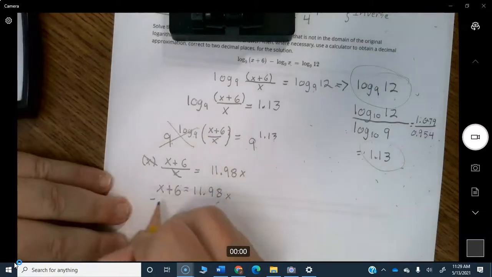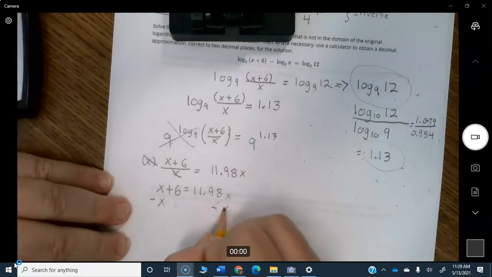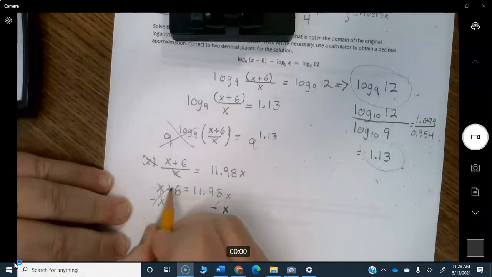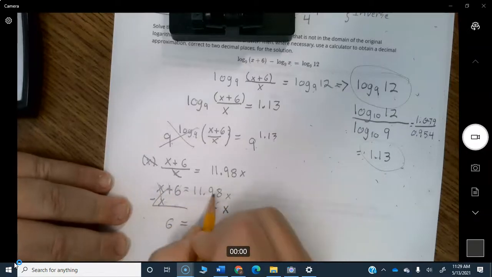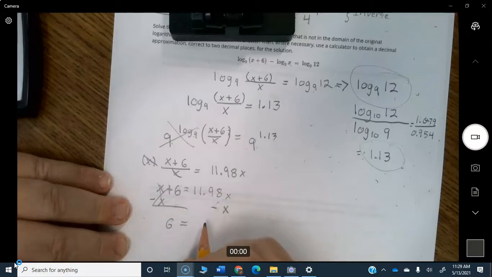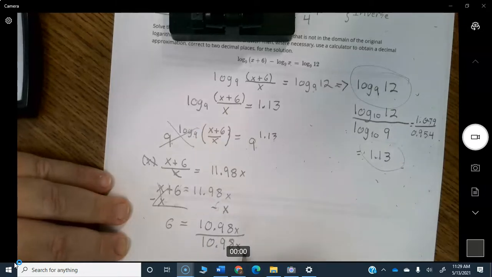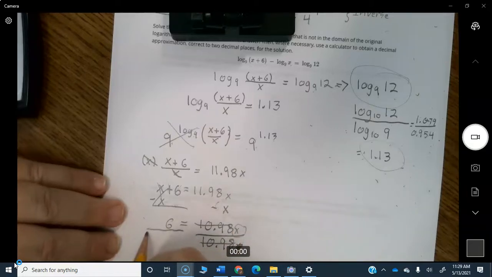Subtract x from both sides. So this goes away, and over here you have 6 equals 11.98x minus x is 10.98x. Now you divide both sides by 10.98, just by 10.98, excuse me, so that cancels with that, so you just have x left. So you divide this side by 10.98.